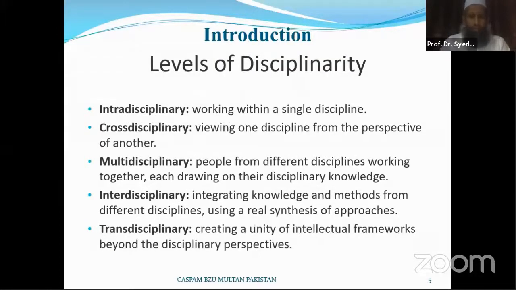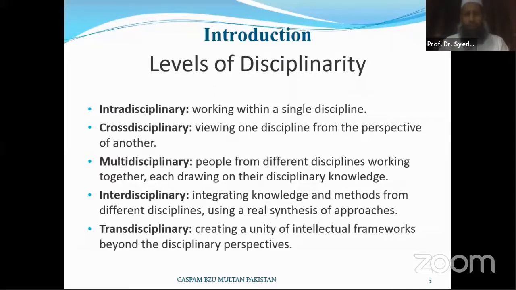First of all, let me explain a bit the terminology relevant to disciplinarity. Usually, there are 5 different terms: intradisciplinary, cross-disciplinary, multidisciplinary, interdisciplinary, and transdisciplinary. Let me explain a little bit. Intradisciplinary is working within a single discipline. For example, if we are working on a purely mathematical problem, then we are working on the basis of a single discipline.